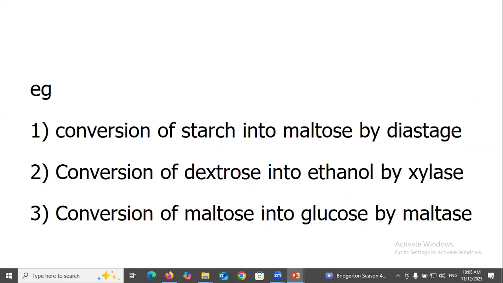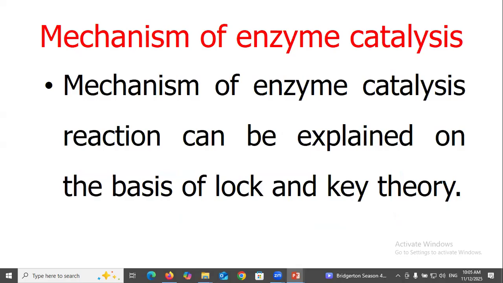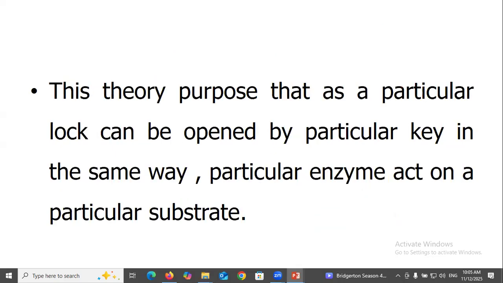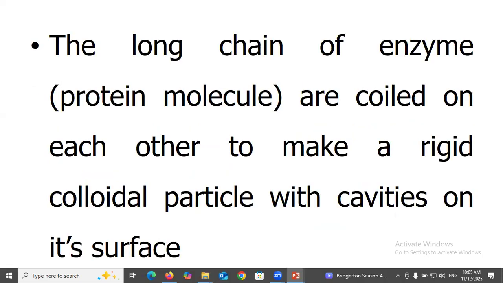Conversion of starch into maltose by diastase, conversion of dextrose into ethanol by zymase, conversion of maltose into glucose by maltase. Mechanism of enzyme catalysis. The mechanism of enzyme catalyzed reaction can be explained on the basis of the lock and key theory. This theory proposes that as a particular lock can be opened by a particular key, in the same way a particular enzyme acts on a particular substrate.